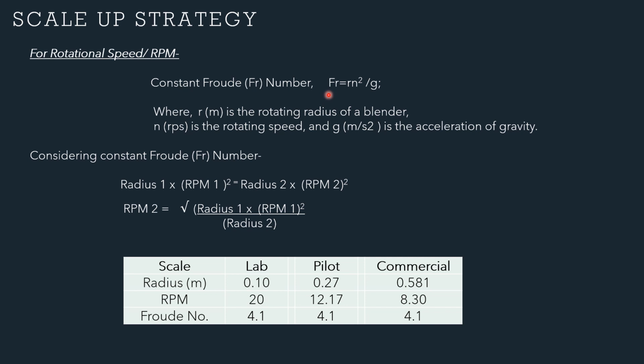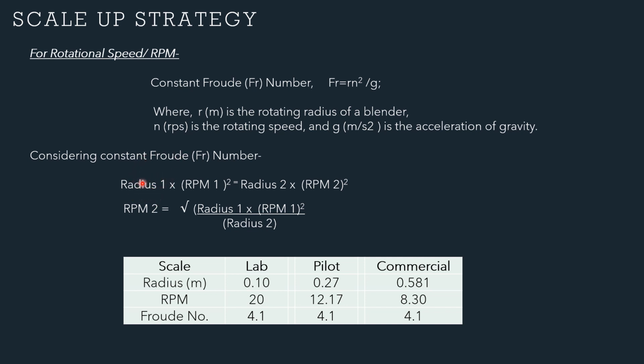So you have to maintain a constant Froude number. Either you are doing a scale up or a scale down, you have to maintain a constant Froude number. If you maintain the constant Froude number from scale 1 to scale 2, then you get the equation: radius 1 into RPM 1 square equals radius 2 into RPM 2 square. What it means is, for example you are scaling from the lab scale to the pilot or pivotal scale, then what is the radius of your first blender?